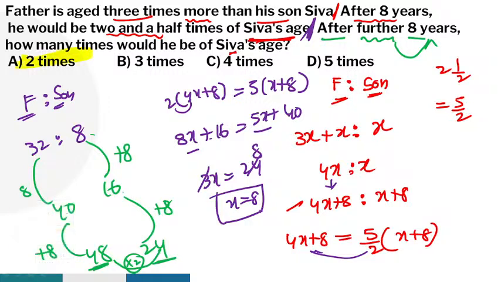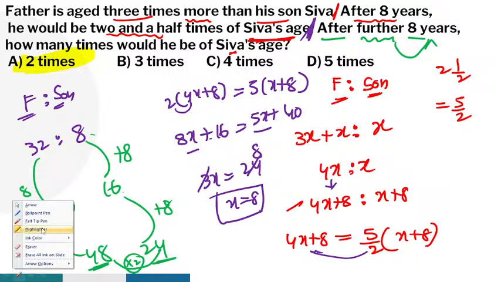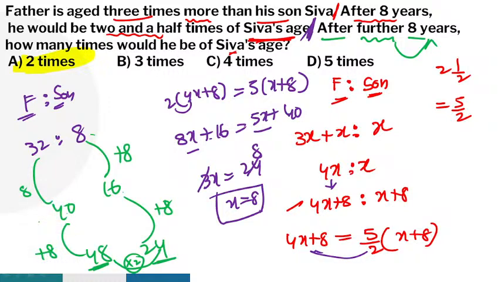Which option is the right answer? Option A is the right answer. Clear and all of you?